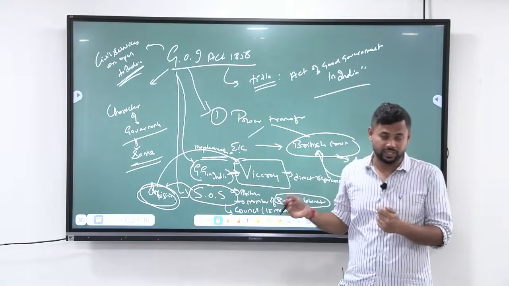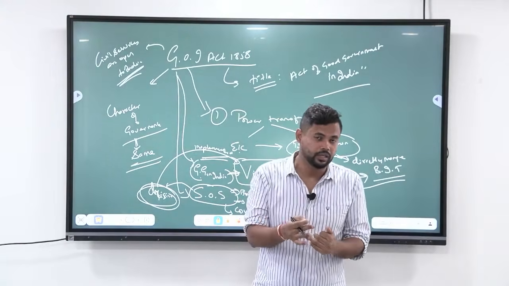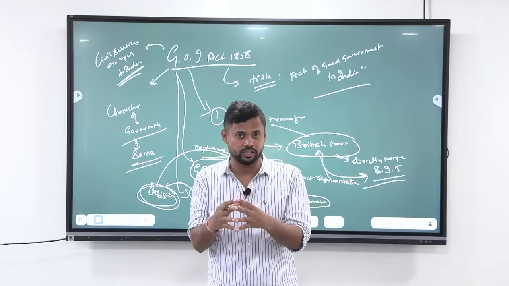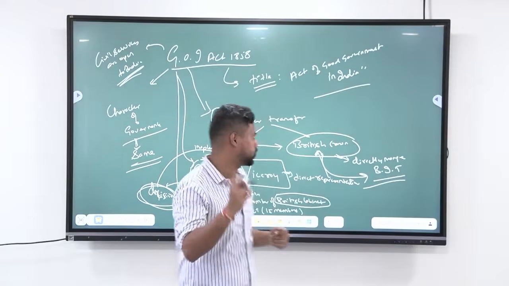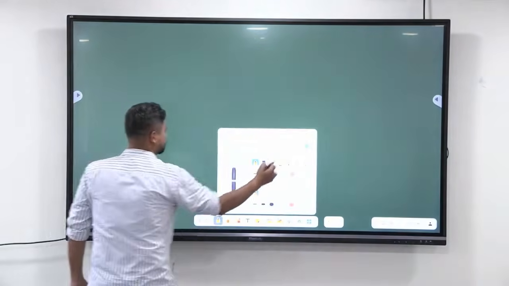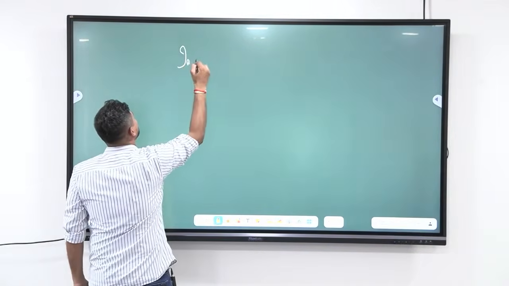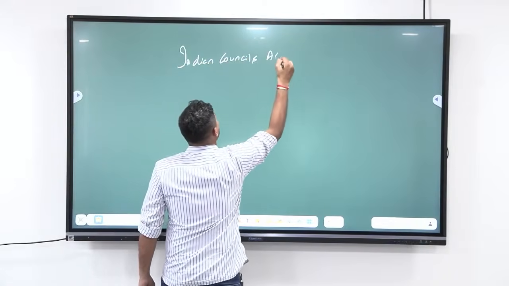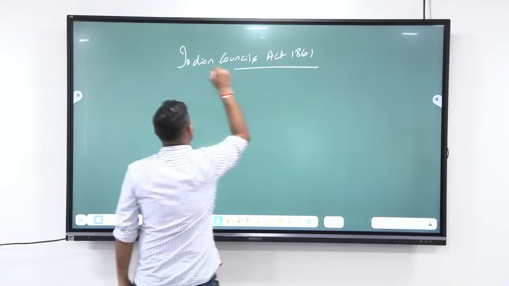From henceforth, they keep calling it Indian Councils Act, because whatever changes are being made, mainly it is focused on the councils, and that is why they call it Indian Councils Act. So let us go to the next one. The next is the Indian Councils Act 1861. Indian Councils Act 1861.